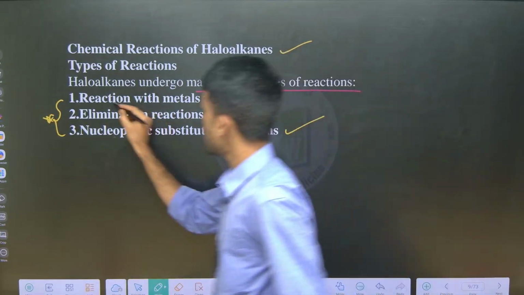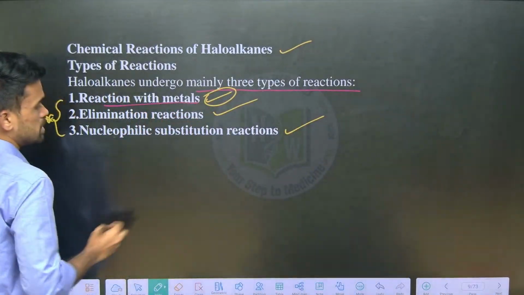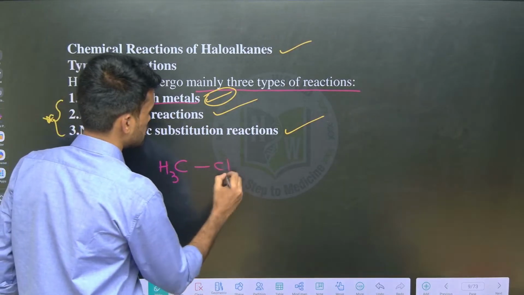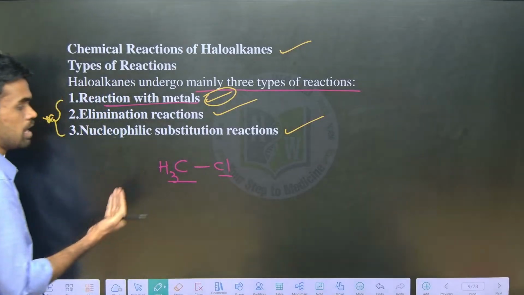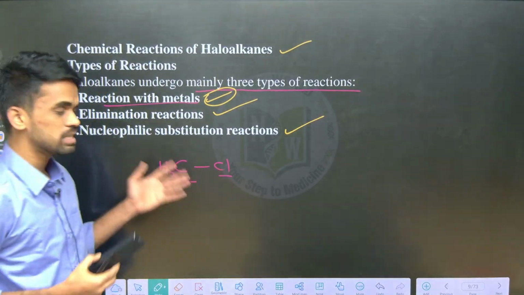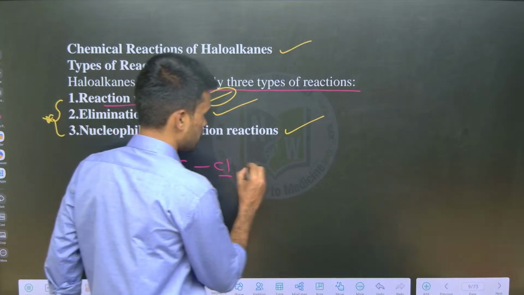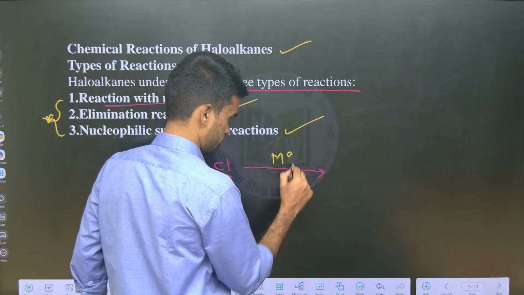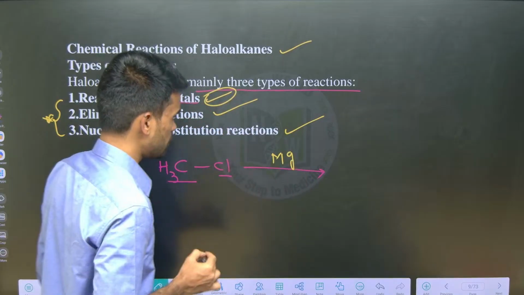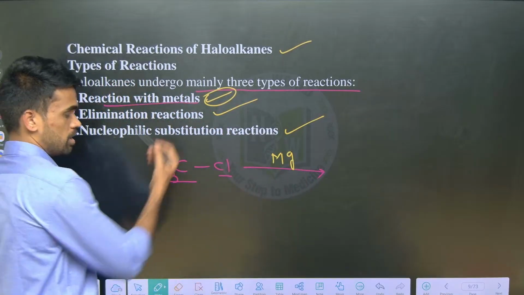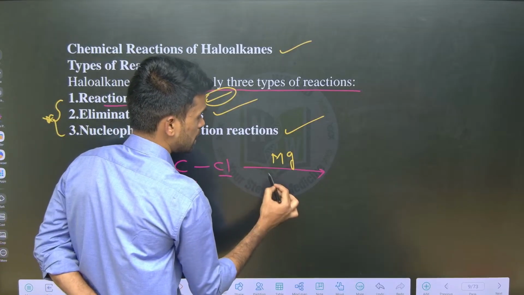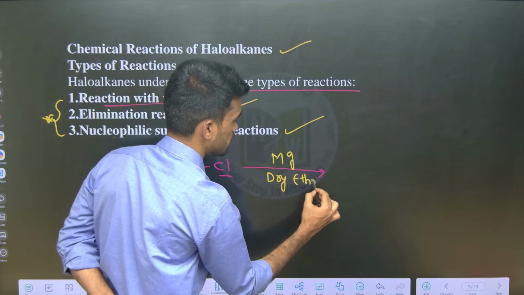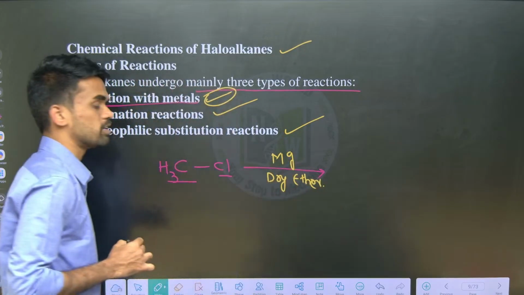First of all, reaction with metal, it is very easy. You just take any haloalkane, like methyl chloride I am taking. Yes, this is a haloalkane, methyl halide, or chloromethane right now. So this chloromethane upon treating with a metal like magnesium, okay. Now this reaction will be taking place in dry ether condition. What is the solvent used? Dry ether solvent is to be used here, okay.